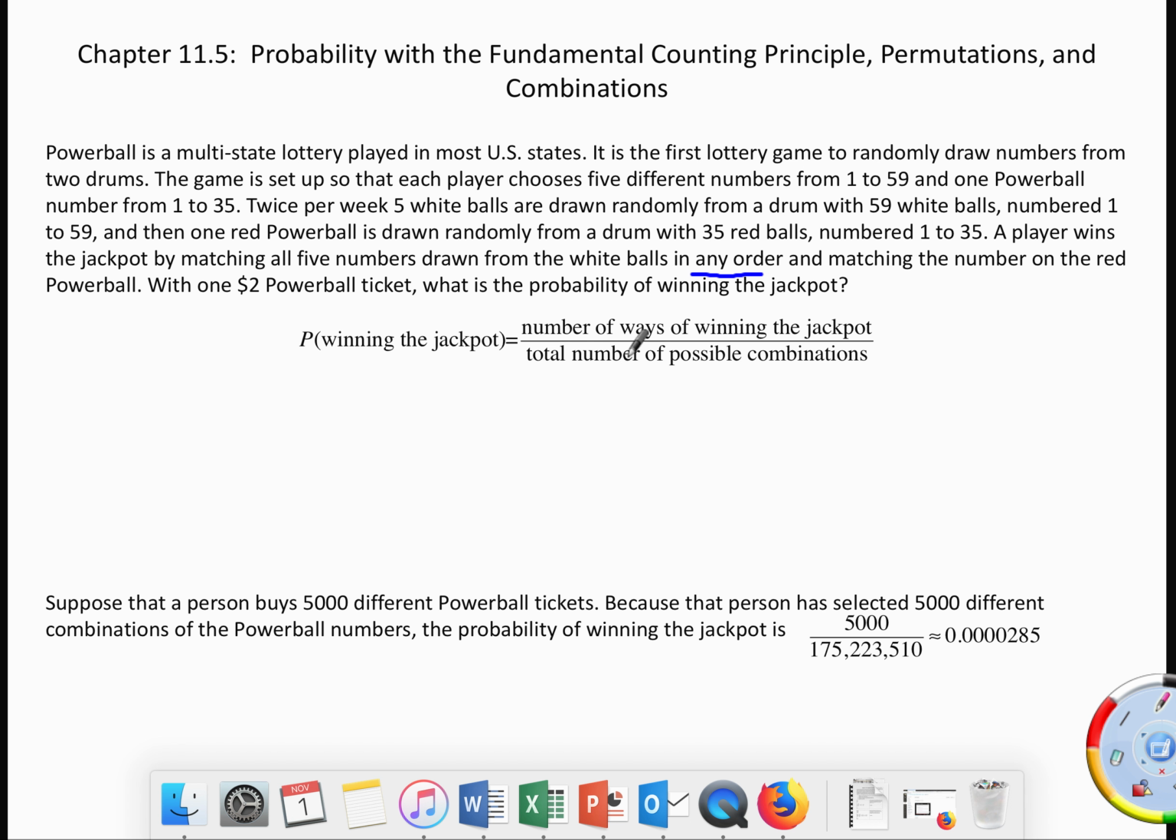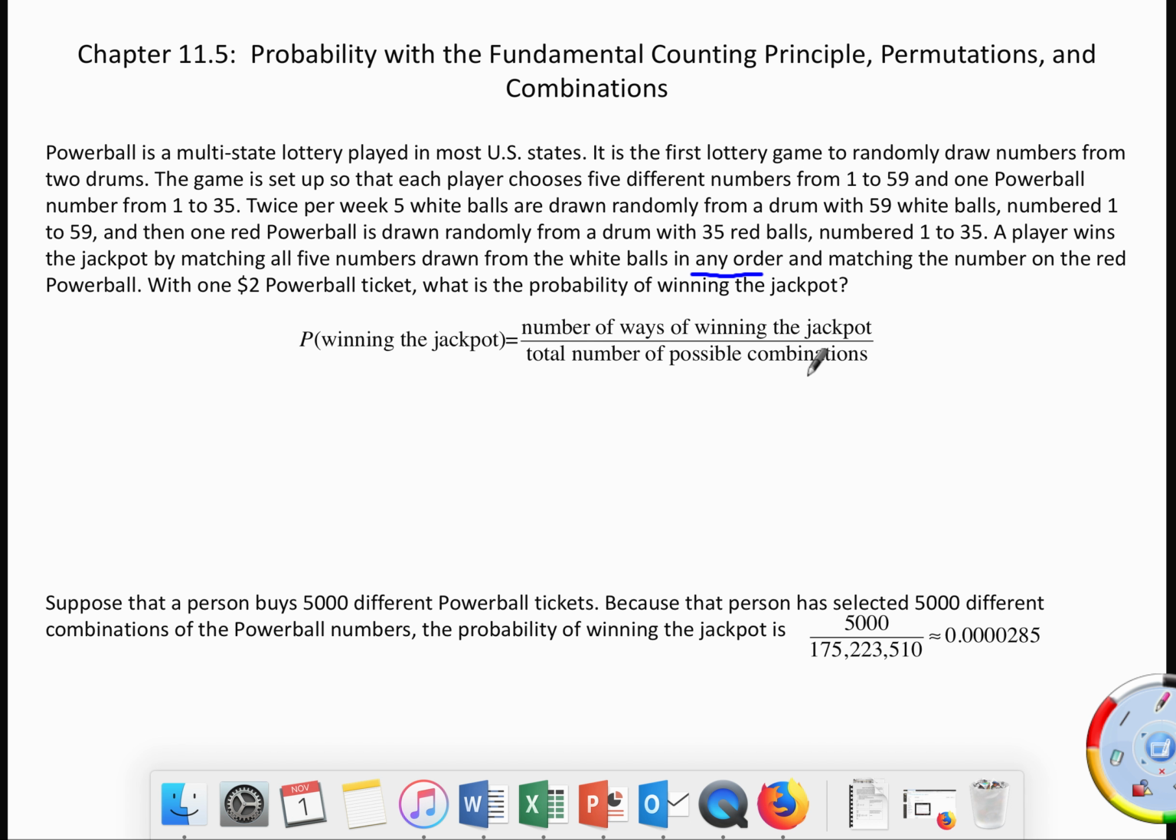So we're going to use our basic probability idea that the probability of winning the jackpot would be the number of ways you get a winning ticket over the total number of possible tickets that could be selected. And because the order doesn't matter, this is a combination problem. So let's talk about the denominator first. The denominator is just the total number of possible combinations. And like we said, combinations.